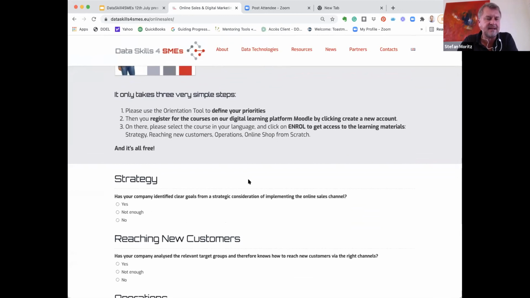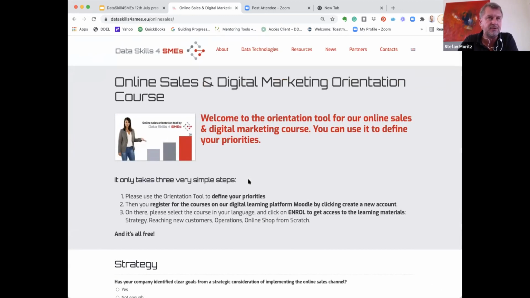DataSkills4SMEs.eu, the 4 is a number, slash online sales in English, or online handel in German, and vendita online in Italian. But you can also choose the language on the website.